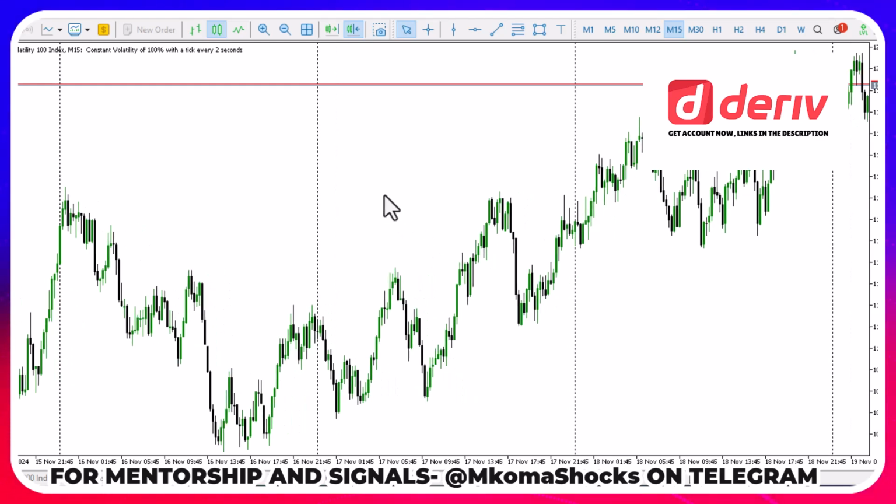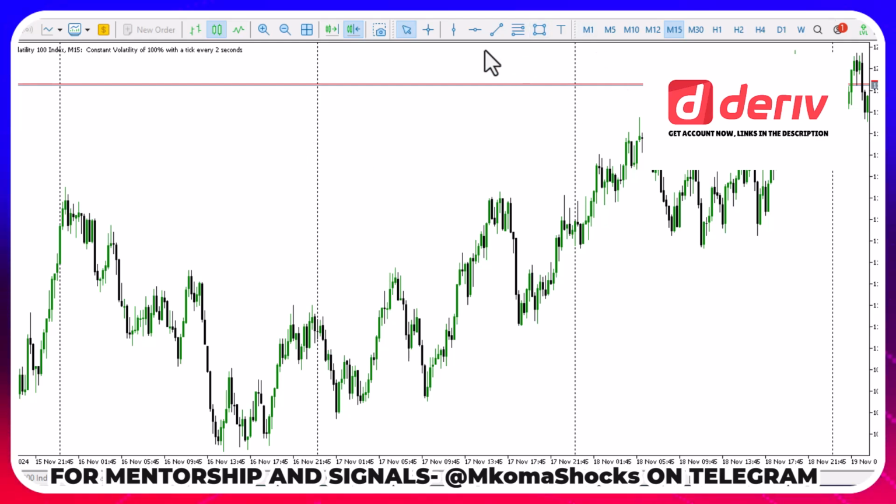Today, I want to show you the best strategy, or the easiest strategy, that you can use to trade volatility indices on derivative. So what we want to do here is simple. We want to be using one time frame, the M15 time frame. Then we want to be looking at the market structure and taking trades off of that only. What we want to do is simple: we want to see one break of structure and the second break of structure. After that, we want to expect the third break of structure, right?